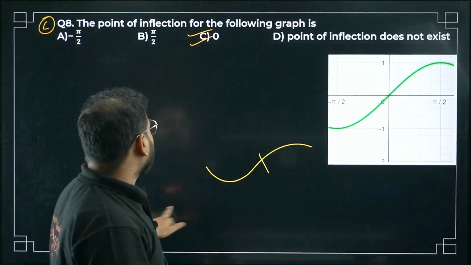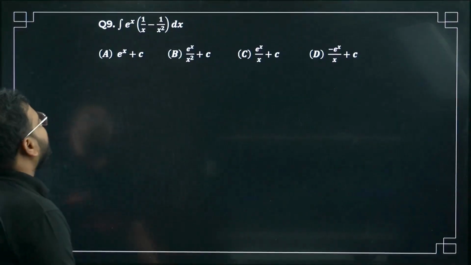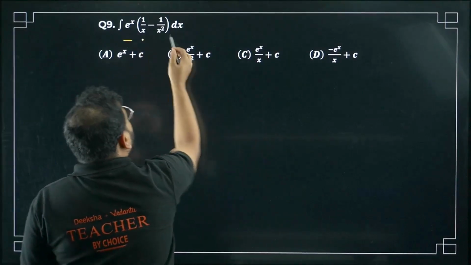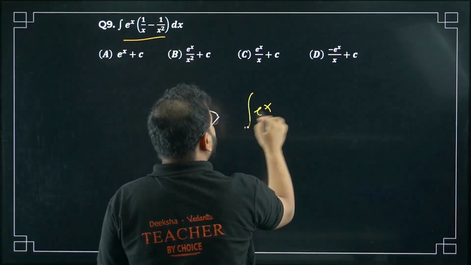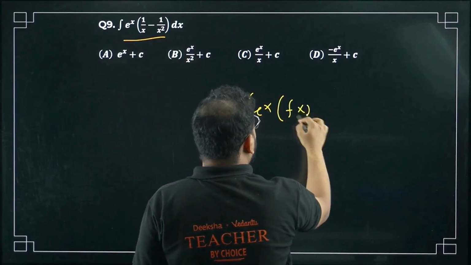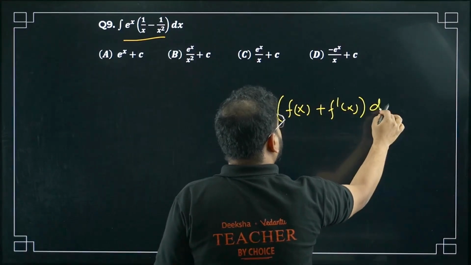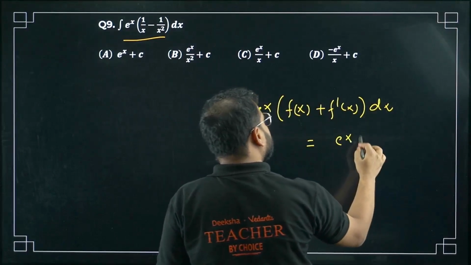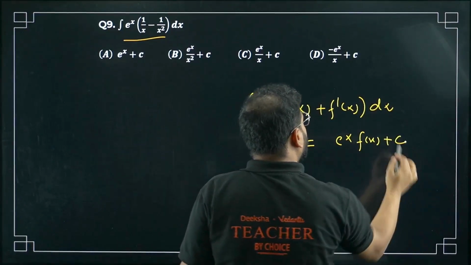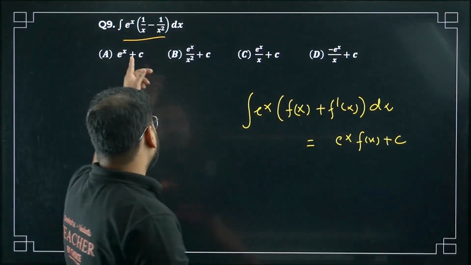Okay, 8 is done. Moving on to the 9th. This is, sir, again a simple question. If you remember the property of the integral of e power x with f of x plus f dash of x, it is given by e power x times f of x plus c, right? What is f of x over here?